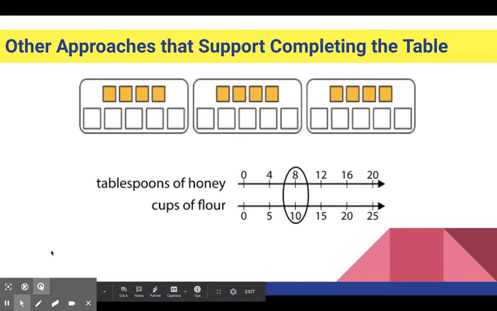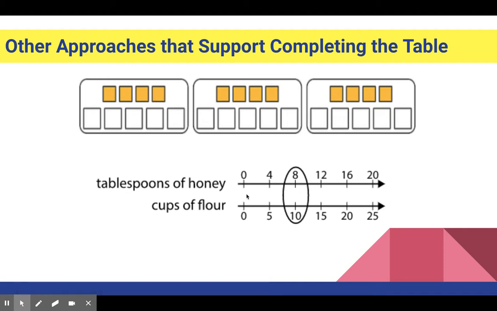If you notice here, I have a number of different models at the top, and I also have a number line of how I can figure out what some of my missing values were. If I'm not making anything, I'm starting with 0 tablespoons of honey and 0 cups of flour. Now, 8 tablespoons and 10 cups was given to me. But if I wanted to split this up a little bit more evenly, I could have taken half, which would have given me 4. And then half of 10 cups of flour would have given me 5, which would have helped me figure out the numbers between 0 and 5.